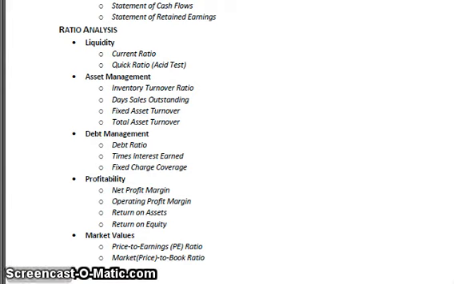Alright, next we'll get into the debt management ratios. The debt management ratios tell us how much leverage we have. So how risky are we? The more debt you use, debt has to be paid back. If you don't pay your debt back, you go bankrupt. Equity doesn't have to be paid back.